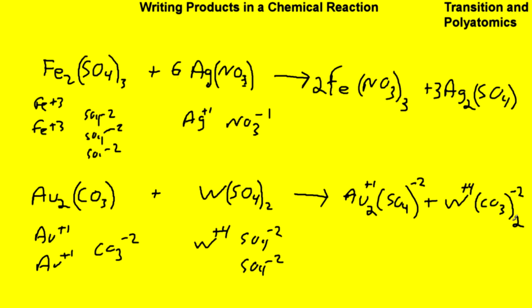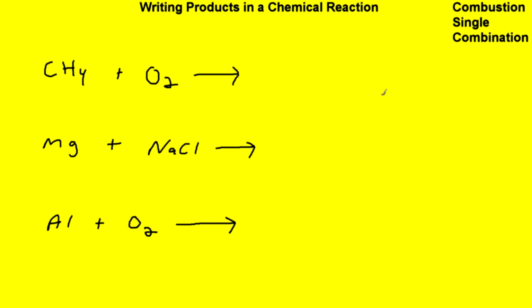Okay, so now we can balance. Let's see, what do we have going here? I have 2 sulfates, so I need 2 sulfates. That's going to give me 4 golds, so I need 4 golds over here. 2 carbonates, 1 tungsten, 1 tungsten. There we go. Oops, I forgot to get rid of these. Let's get rid of them so they look nice. There we go. There is our balanced equation. Nice job. And let's go on to the last part of this.